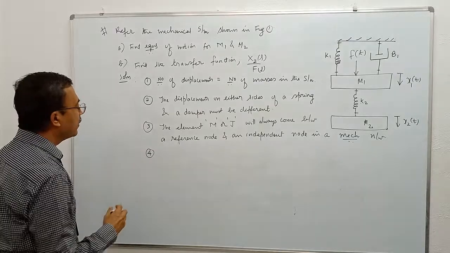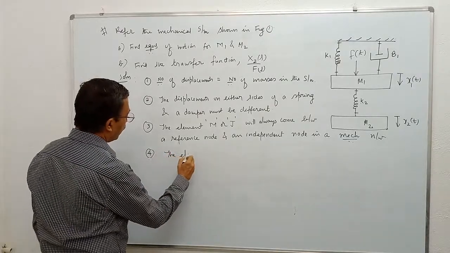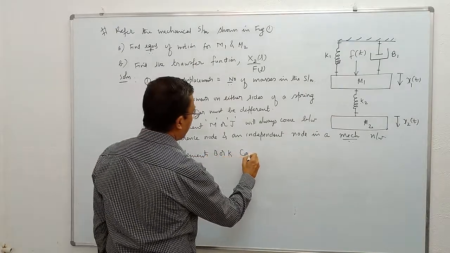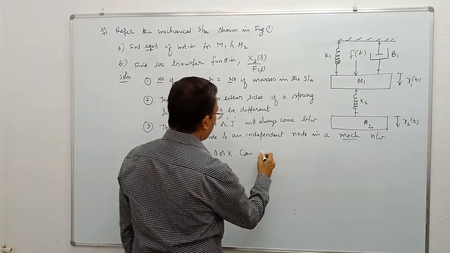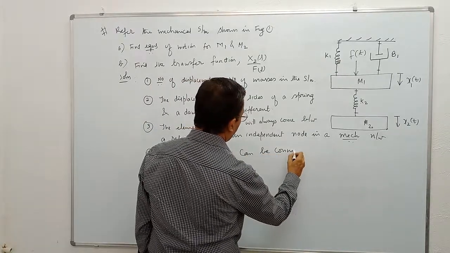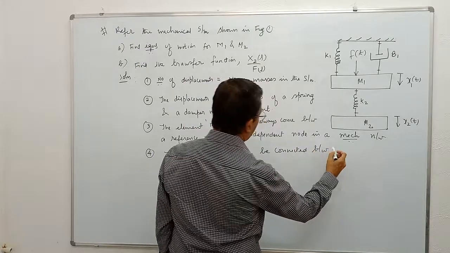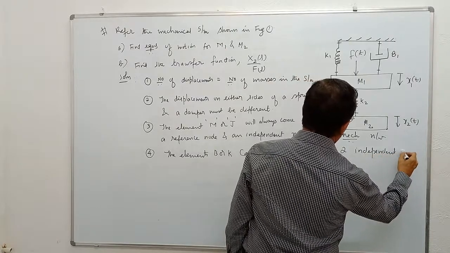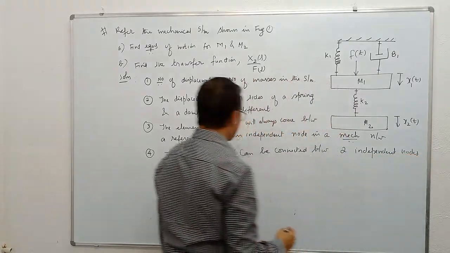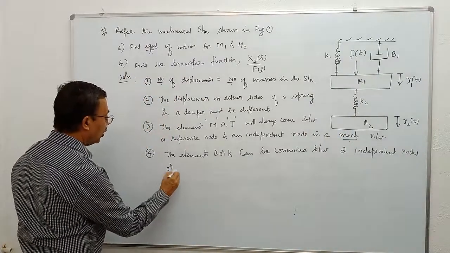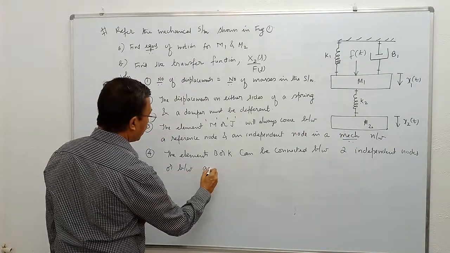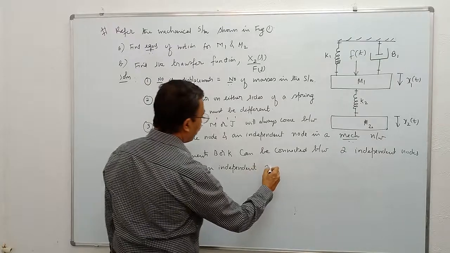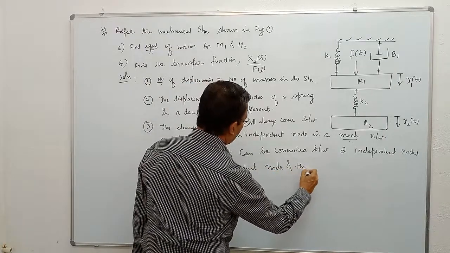Fourth one, the elements B or K can be connected between two independent nodes, or between an independent node and the reference node.